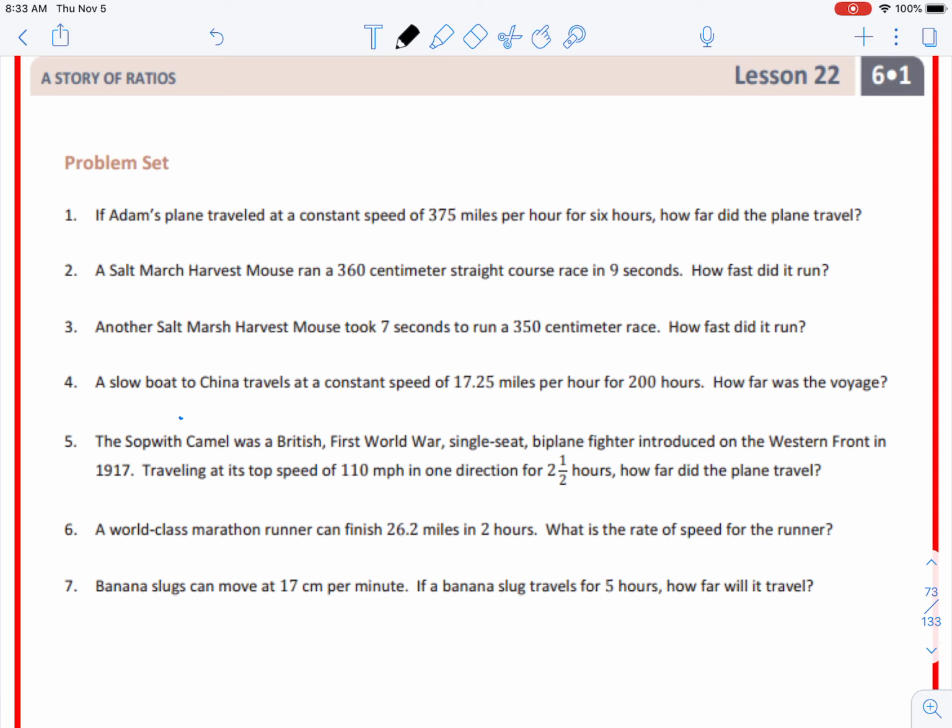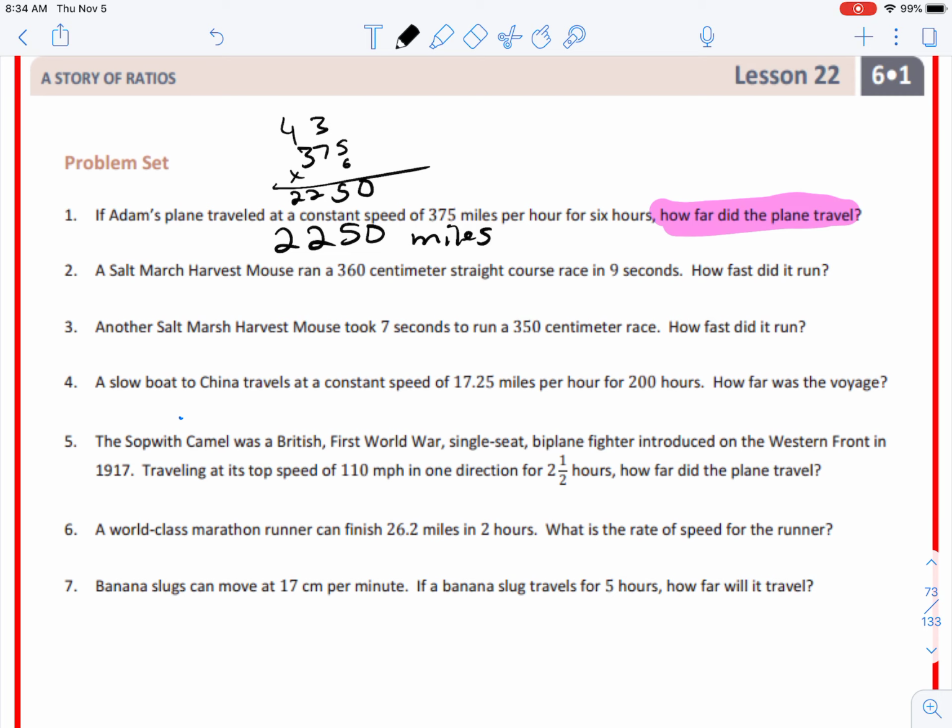So number 1 says, if Adam's plane travels at a constant speed of 375 miles per hour for 6 hours, how far did the plane travel? Well, it's asking for distance because it's asking us how far he traveled. So we have to do 375 times 6. This is 30, 42, 45, 18, 22. So he traveled 2,250 miles.